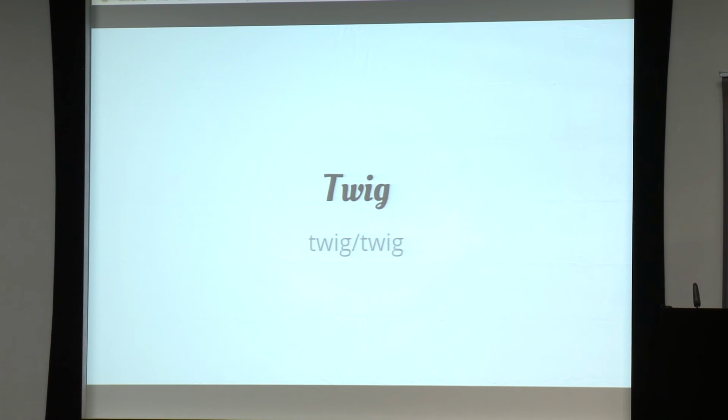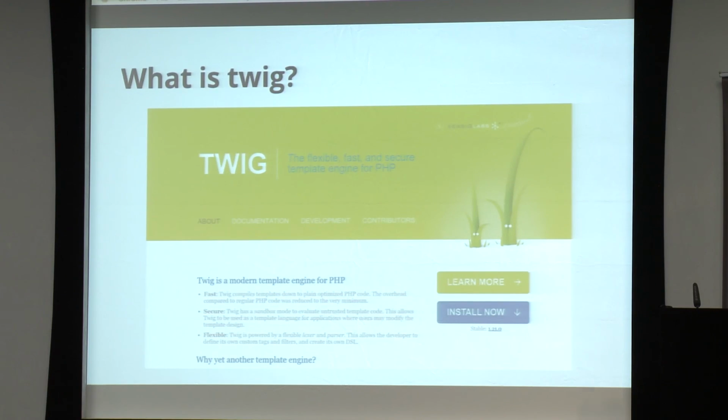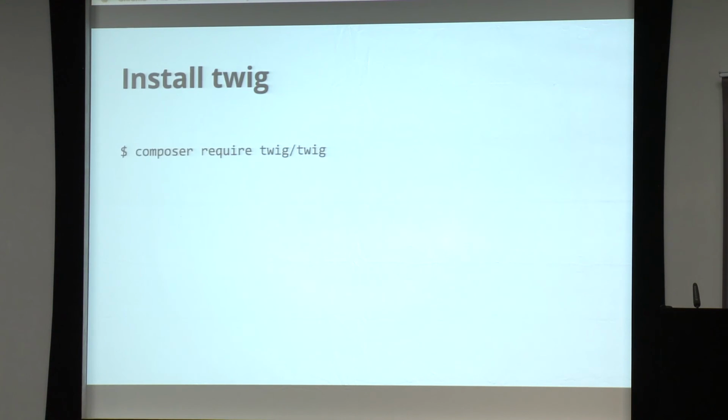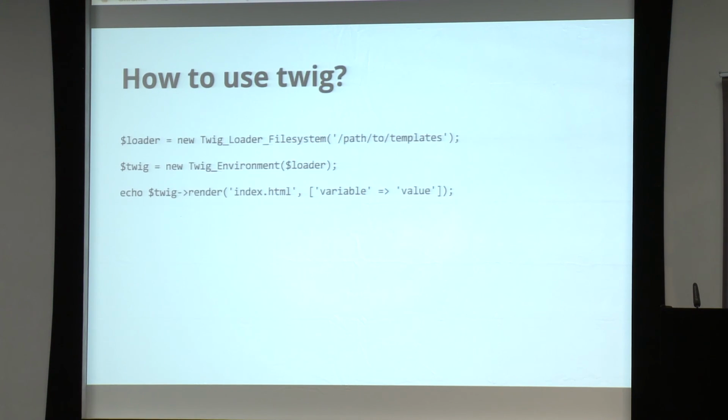So another cool thing I would like you to start using with your legacy application is Twig. And it's very simple. Twig is an awesome templating engine, and I haven't seen anything better yet in the PHP world. And it's very simple to add to your applications. Just require twig. How to use Twig? You have to tell it where you have templates, create an environment, pass the Twig loader file system, and here we go. You can render your templates with data.